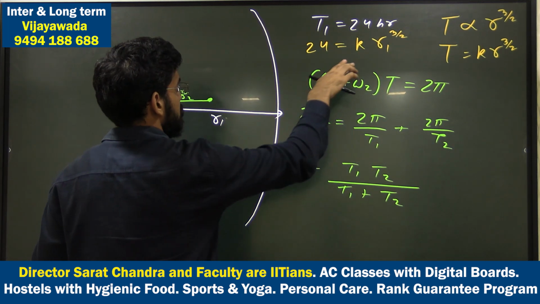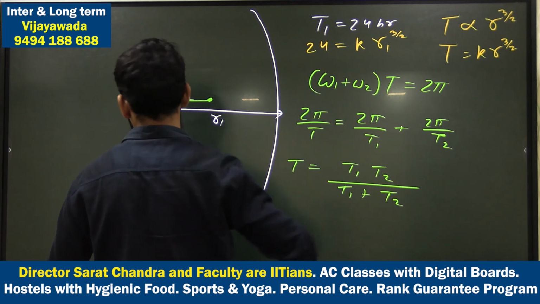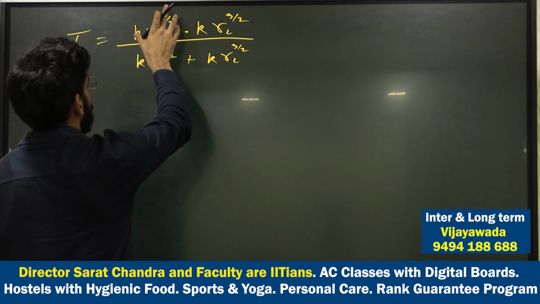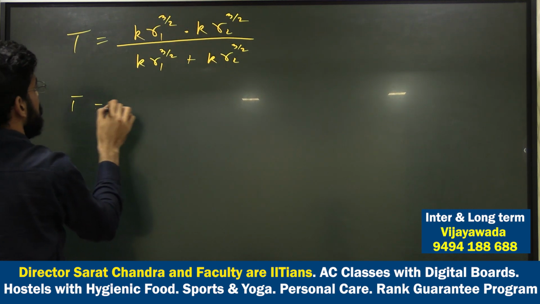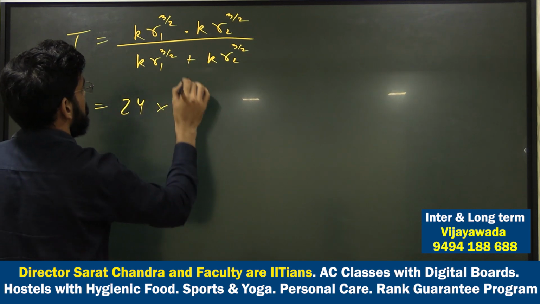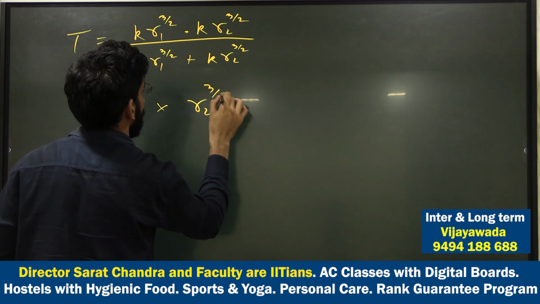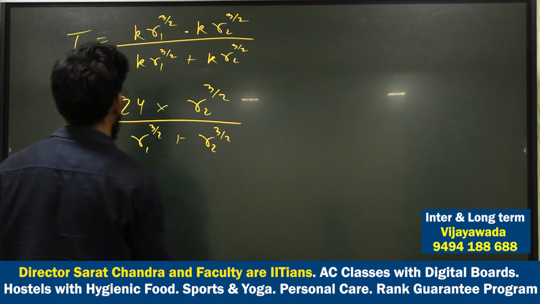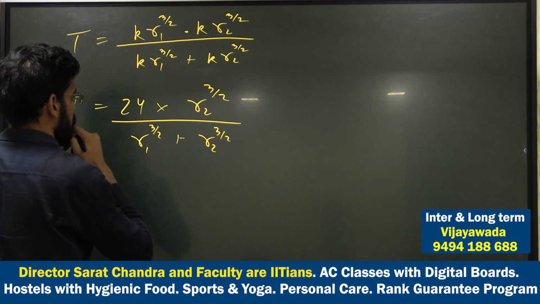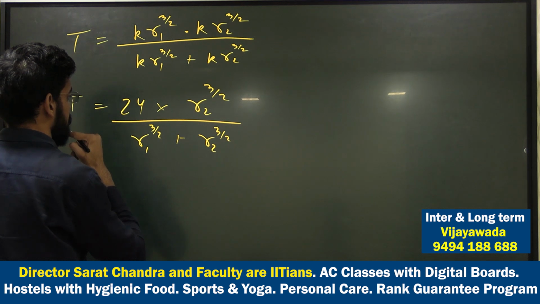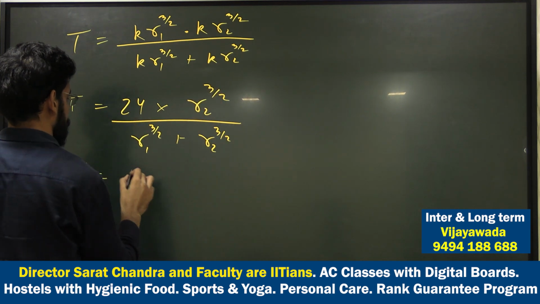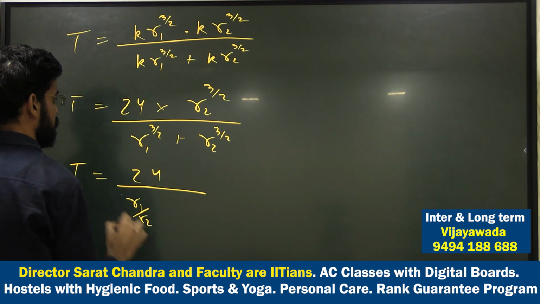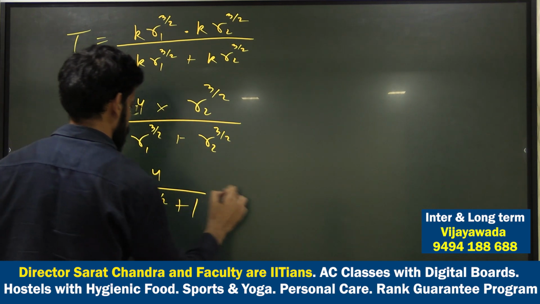R2 I don't know. So, okay, but ratio we know, na? So 1k got cancelled out from here, and k into R1 raised to power 3 by 2, I got the 24, okay. So 1k cancel out, and now we have R2 raised to power 3 by 2 divided by R1 to the power 3 by 2 plus R2 to the power 3 by 2, okay. From here what you do, ratio we have, na, okay. So divide this thing, so 24 by, this will come here, R1 by R2 to the power 3 by 2 plus 1. Okay, like this.